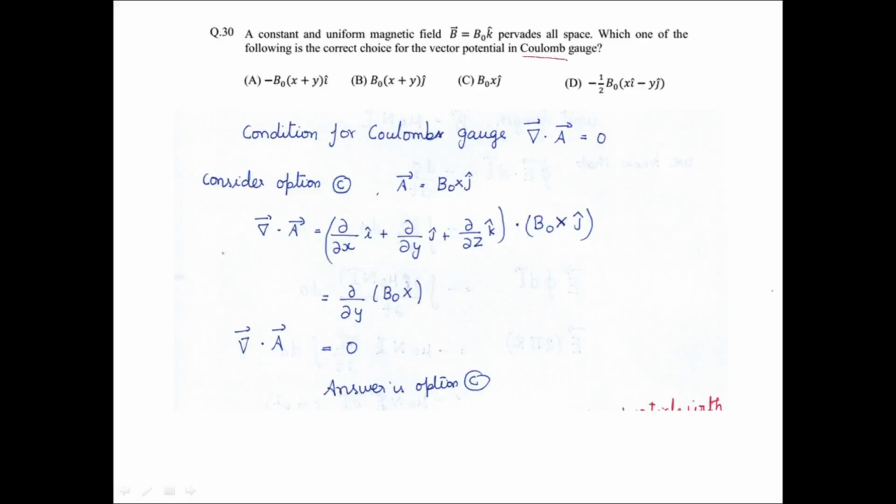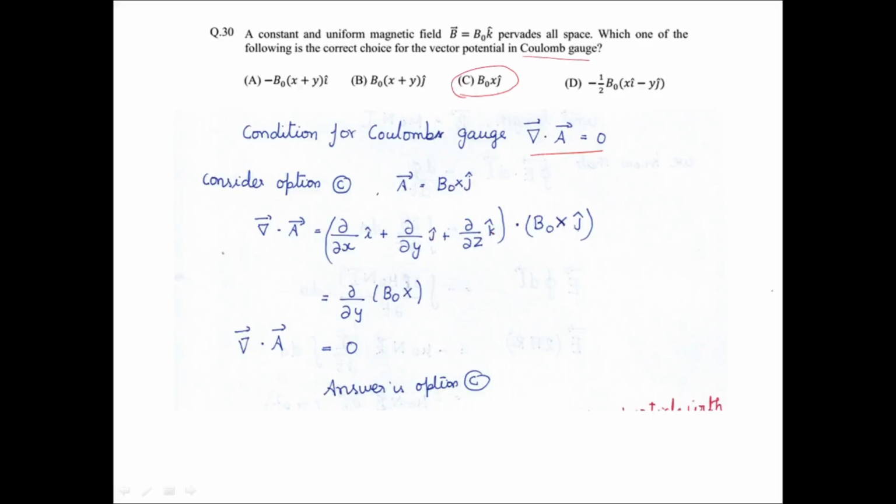So the Coulomb-Gauss condition is del dot A vector is equal to 0. We have to take each of the options and find which satisfies this condition. We will take option C, that is B naught x j cap, and find whether it is satisfied or not. So del vector dot A vector is equal to ∂/∂x i cap plus ∂/∂y j cap plus ∂/∂z k cap dot B naught x j cap.